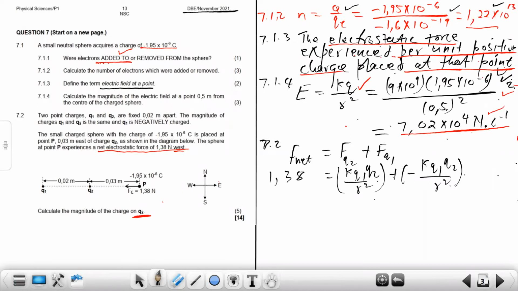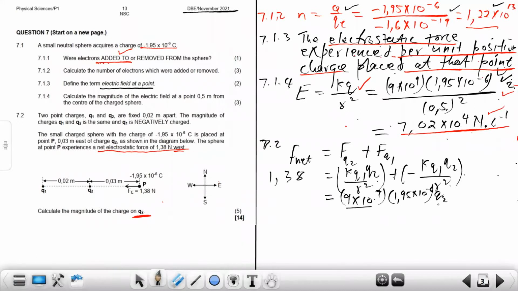So for the purpose of time, I'm not going to go into detail. You'll check because you'll still get the notes. So what is left here is just substitution, 9 × 10^9, and then Q1, we are told it's the same charge as the above, multiplied by 10 to the power negative 6.